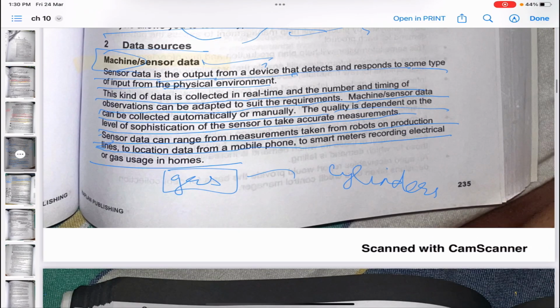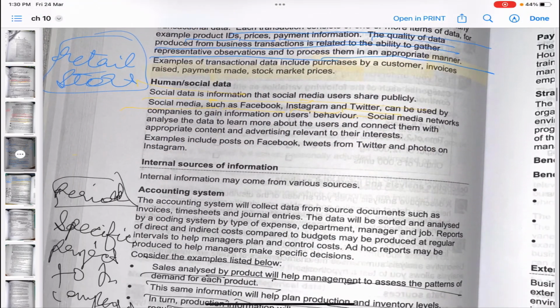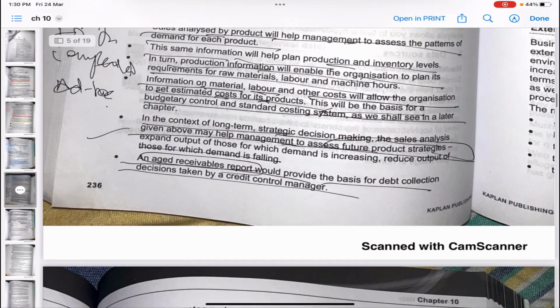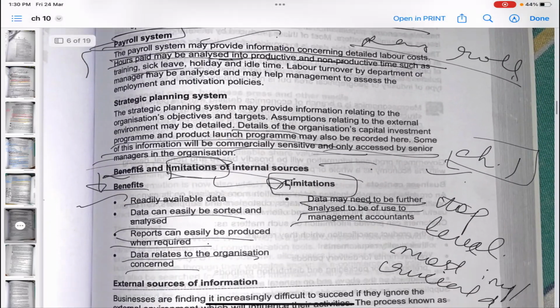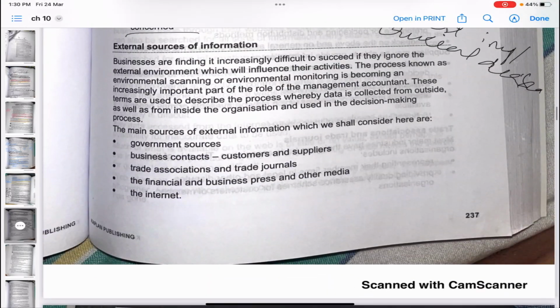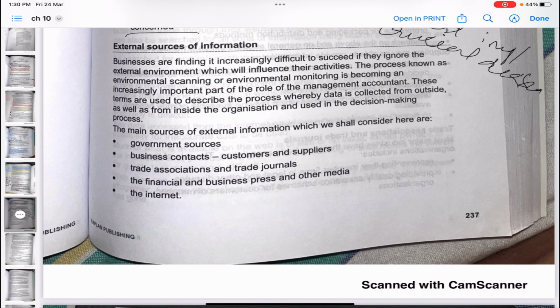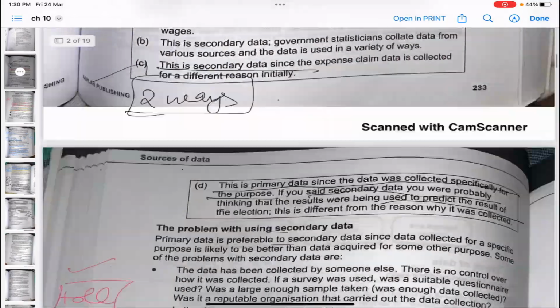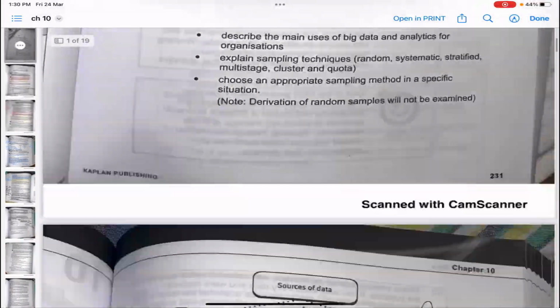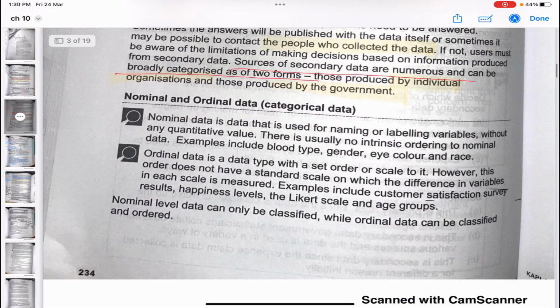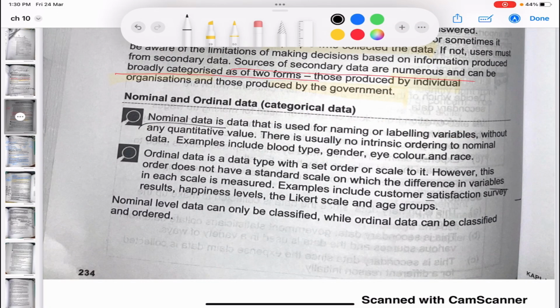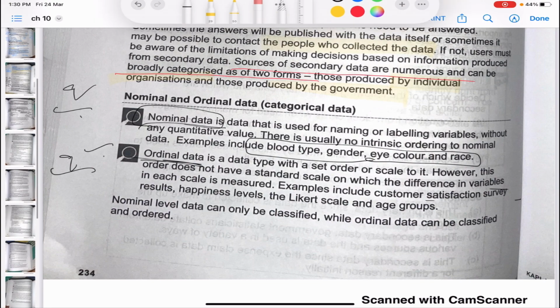Then we saw data sources, and internal sources of information and how we use them. After that, we now have to start with our external sources of information. We also saw what nominal and ordinal data is, so I'll quickly take you through that. Nominal data is like eye color, race, blood type, etc. Nominal data cannot be quantified, whereas ordinal data can be quantified.